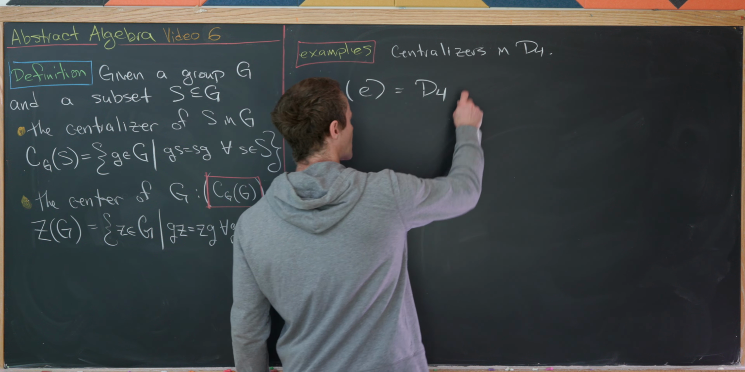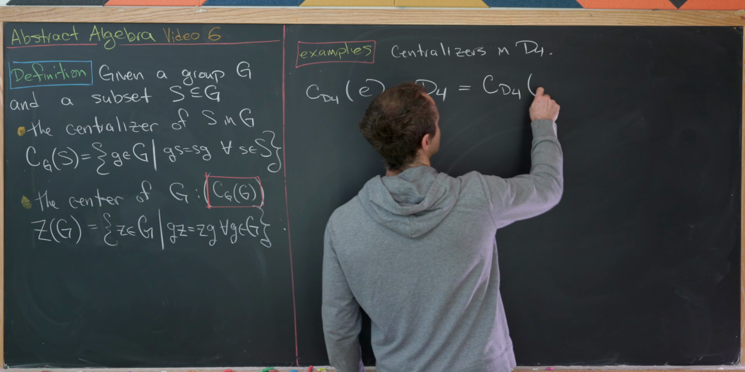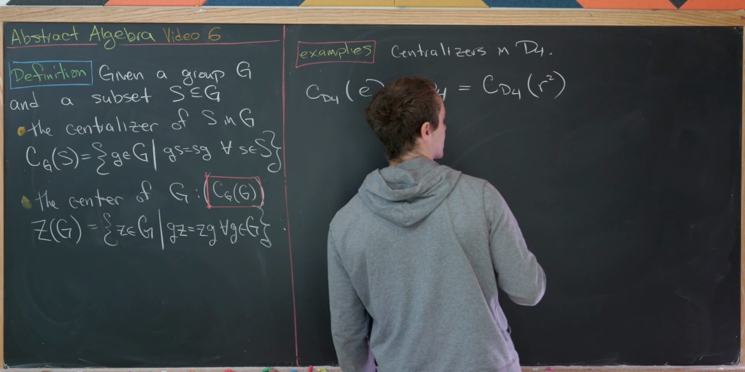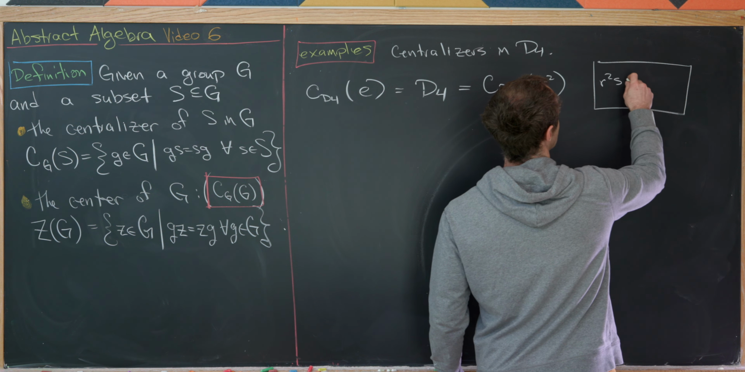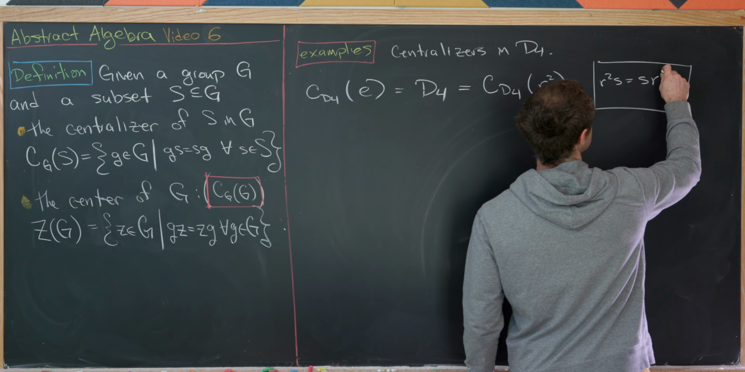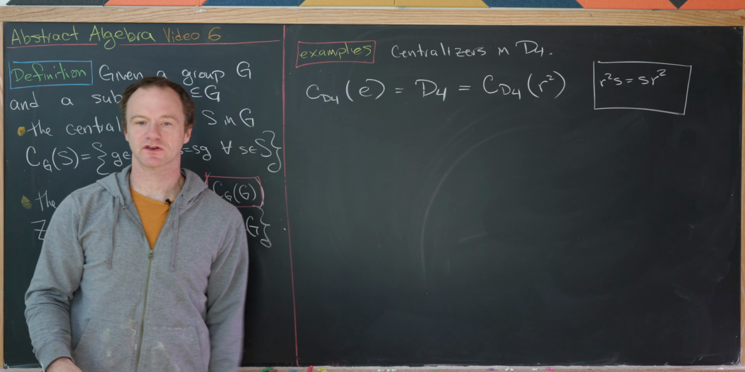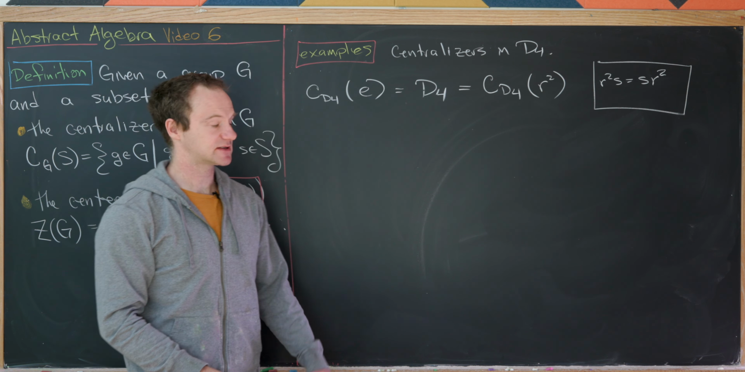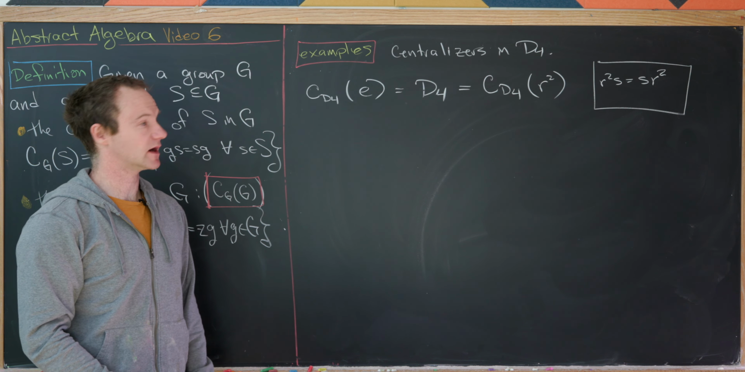But also R squared commutes with everything, so this is also the centralizer in D4 of R squared. And notice that is because R squared times S is the same thing as S times R to the 4 minus 2, which is R squared again. It commutes with S, but it commutes with the other generator R, so we're good to go there as well.